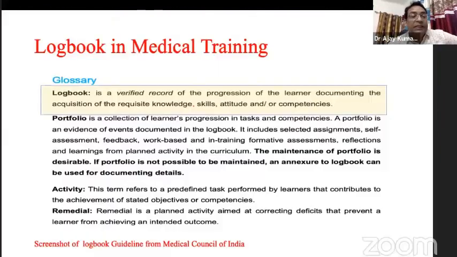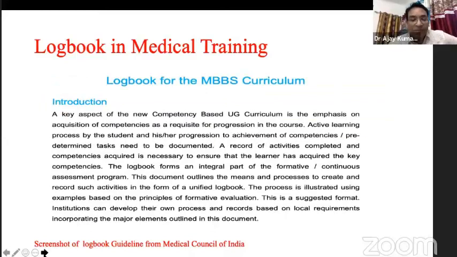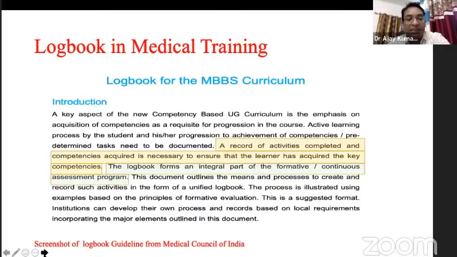I will start with the definition of logbook as per the Medical Council of India. Logbook is considered as a verified record of the progression of the learner, documenting the acquisition of the requisite knowledge, skill, attitude, and competencies. The Medical Council of India provides the scope that it is considered an integral part of the formative and continuous assessment program.